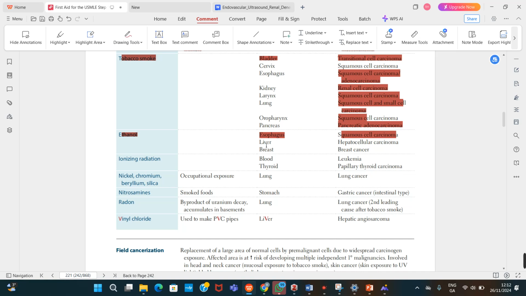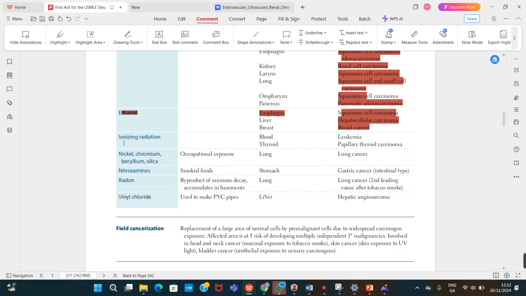You see the way it fries the liver. It fries it, so it can cause a hepatocellular carcinoma of the liver. Then breast cancer too is commonly associated with alcohol intake. Ionizing radiation, just two cancers. We have talked about this so many times.